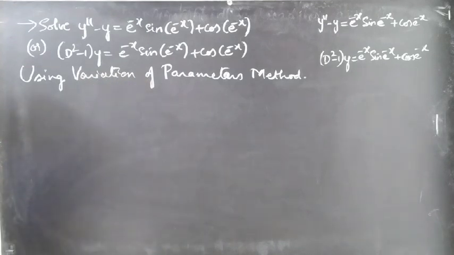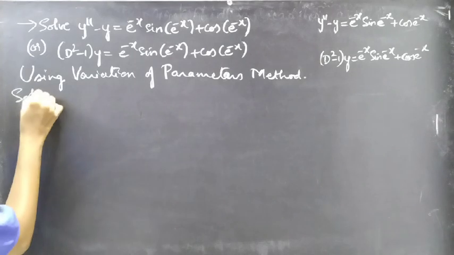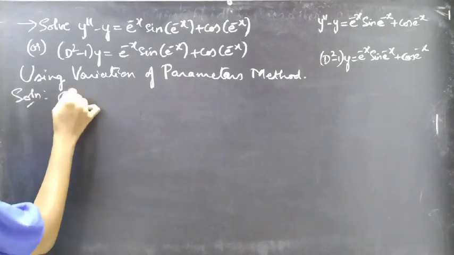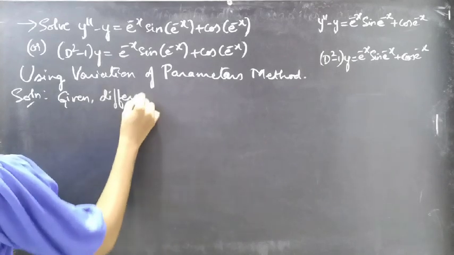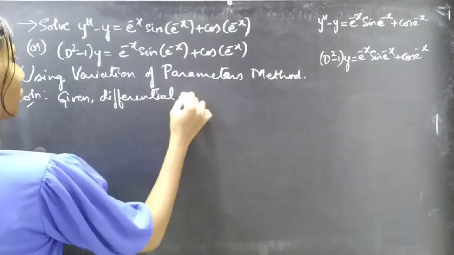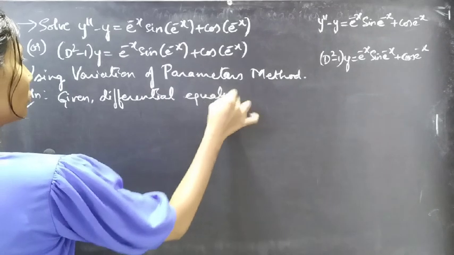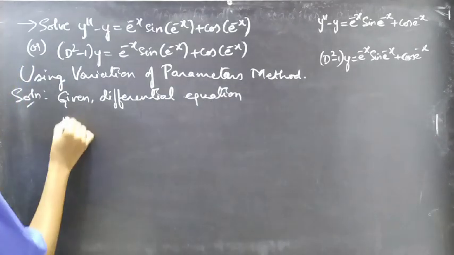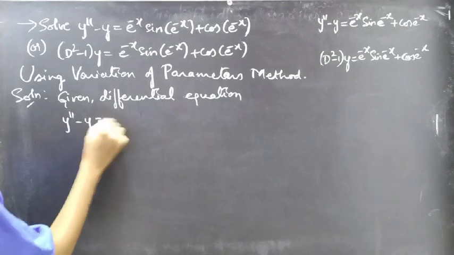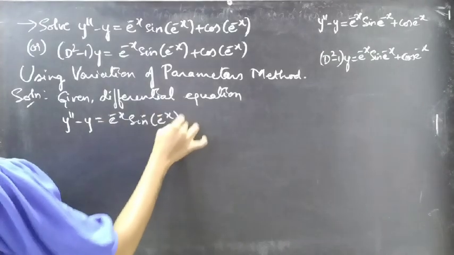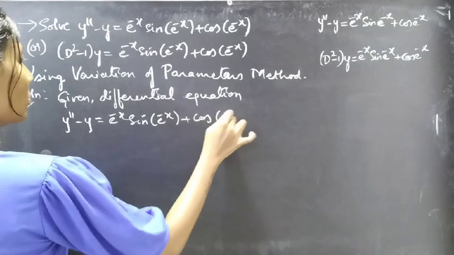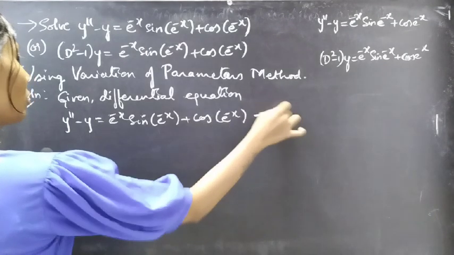So we are given a differential equation of order 2. Given differential equation, y double dash minus y equal to e power minus x sin e power minus x plus cos e power minus x. Consider as equation number 1.